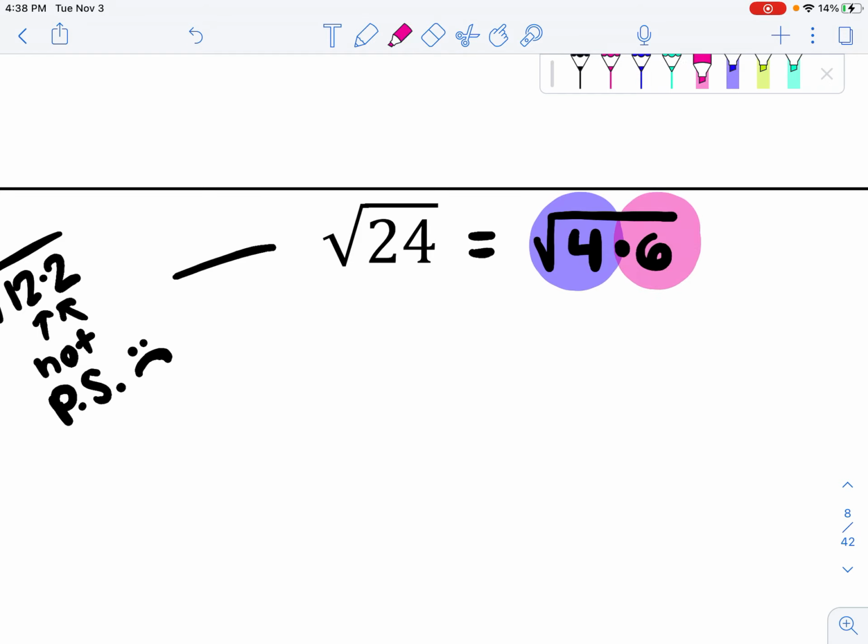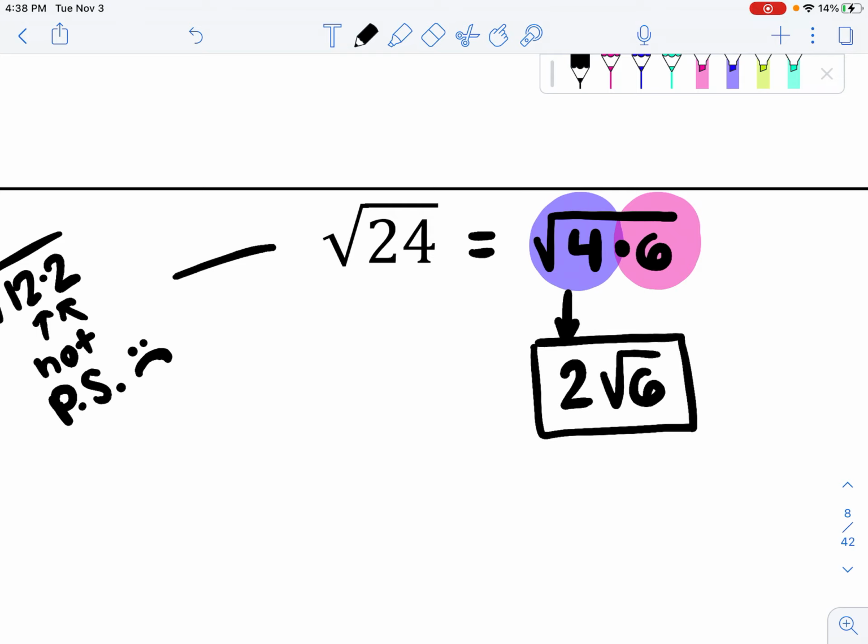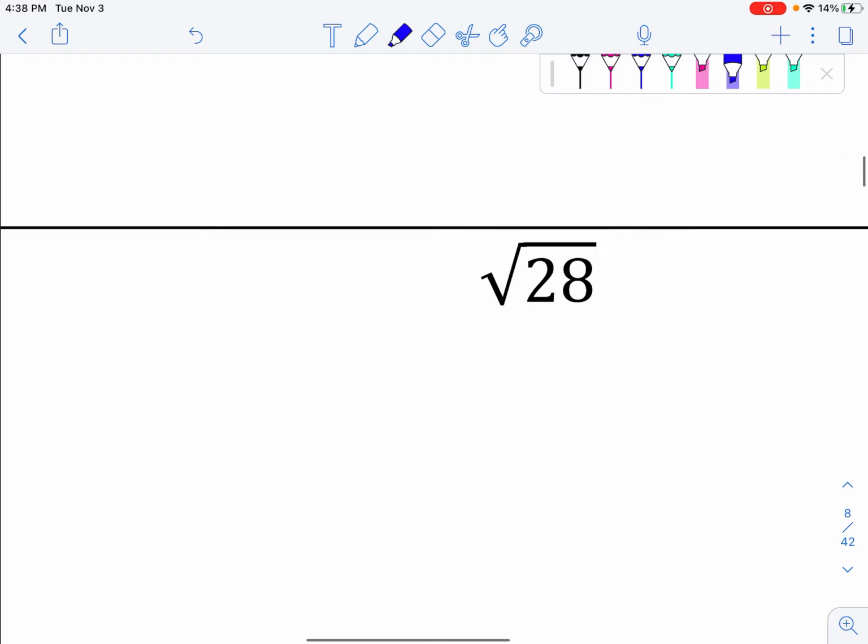So 4 is a perfect square, so it gets reduced because the square root of 4 equals 2. So I get 2 square root of 6. 6 isn't a perfect square, and it can't be reduced using any perfect squares, so it's stuck forever.